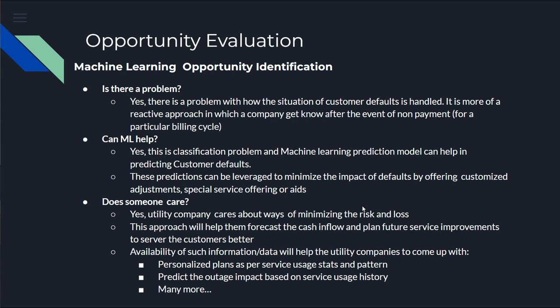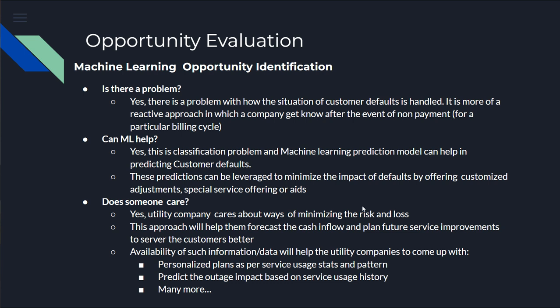A machine learning prediction model can help in predicting customer defaults. These predictions can be leveraged to minimize the impact of these customer defaults by offering customized adjustments and special service offerings or aids, which we saw in the previous slides. So, does anyone care? Yes, the utility company cares about the different ways they can minimize the risk and the loss of revenue.